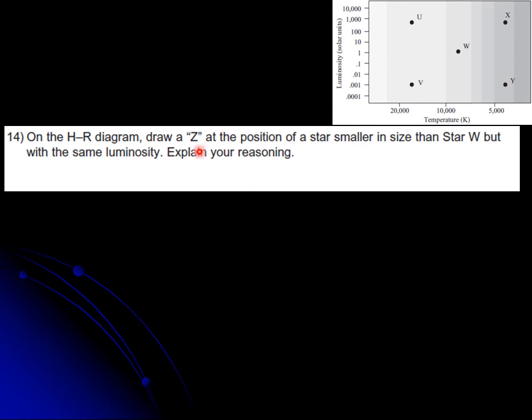Question 14. Draw a Z at the position of a star that is smaller than W, but with the same luminosity. So if it's the same luminosity, it has to be along this line, but we want it to be smaller. We see that if we put it here, it's going to be cooler, so consequently it has to be larger, so we have to put it here, so it's going to be somewhere there.